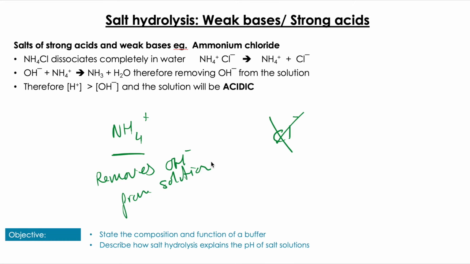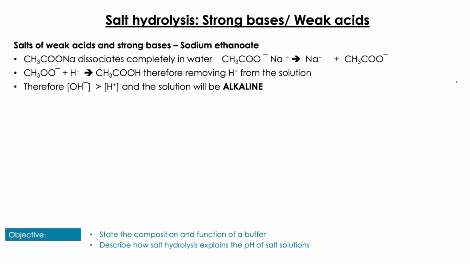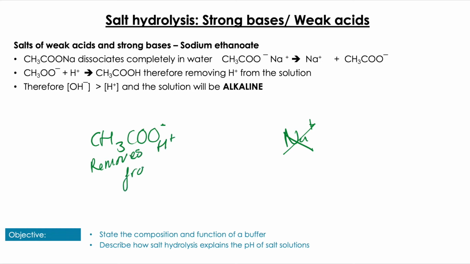Now we can further apply those ideas in the same way if we have a strong base and a weak acid, or the salts of a strong base and a weak acid. Here we take the ethanoate ion and the Na+ ion. The Na+ ion being the salt of a strong base and so therefore will not interact with the water, whereas the ethanoate ion will happily accept the H+ from any H+ in solution, and because it removes H+ from solution, it will therefore make the solution more alkaline.